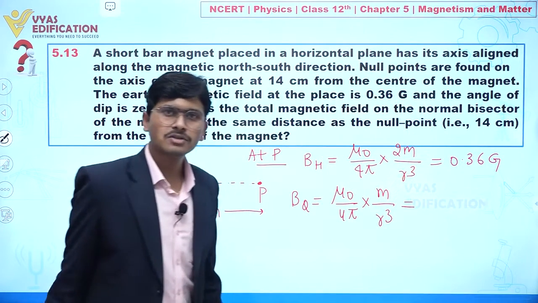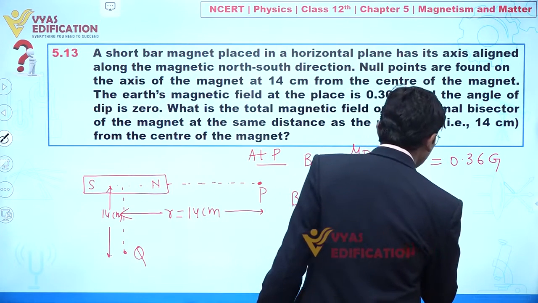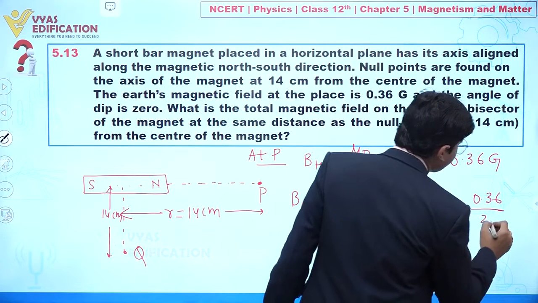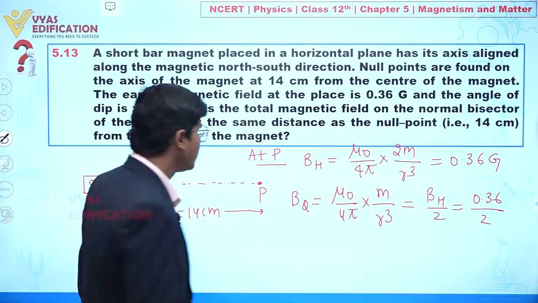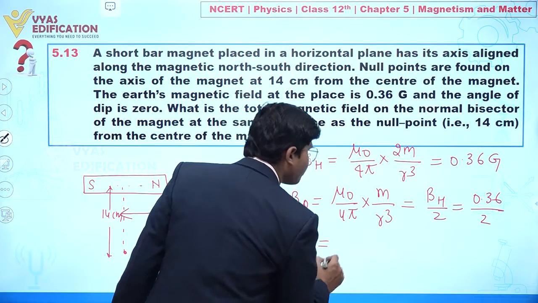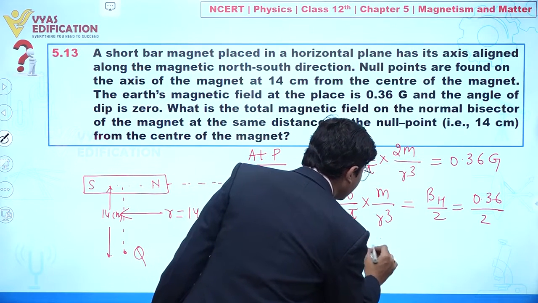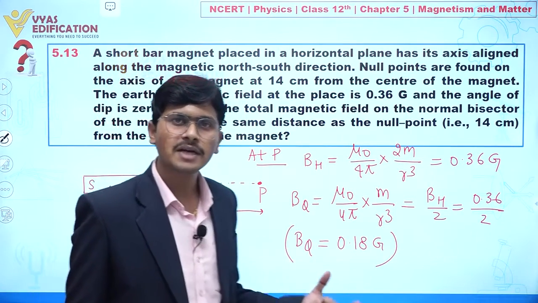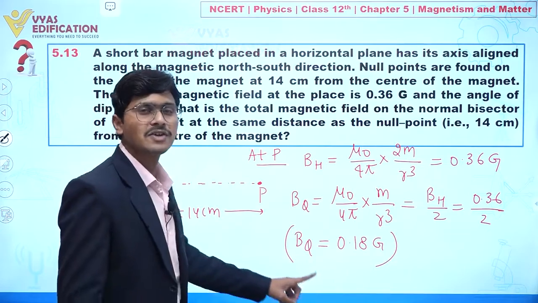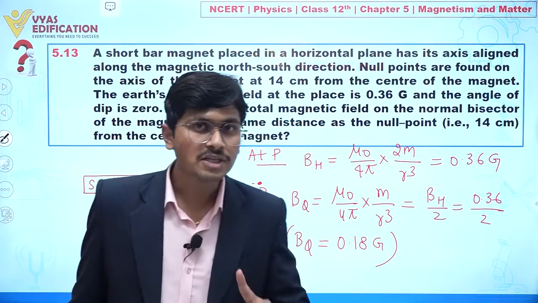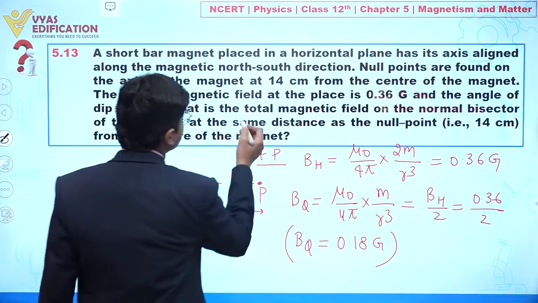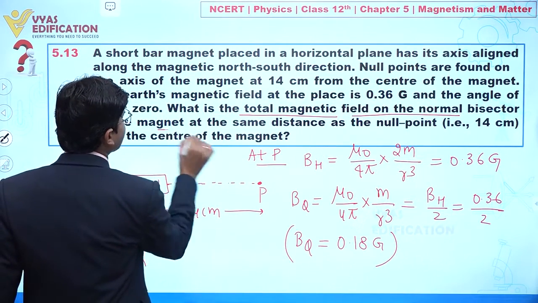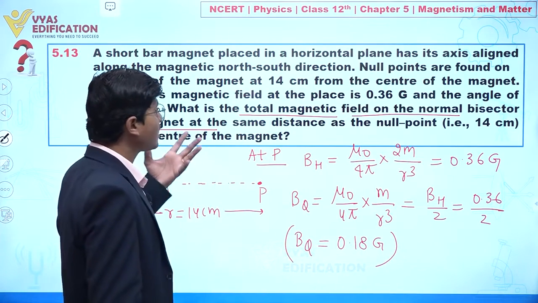We can also write this as equal to BH divided by 2, or 0.36 divided by 2. So BQ is given by 0.18 gauss. So this is the value of the magnetic field due to this dipole at its equatorial position. But what is our objective in this question? Our objective is to calculate the total magnetic field on the normal bisector of the magnet. So we have to find the total magnetic field.